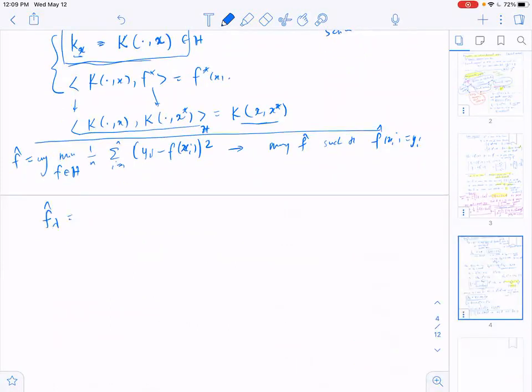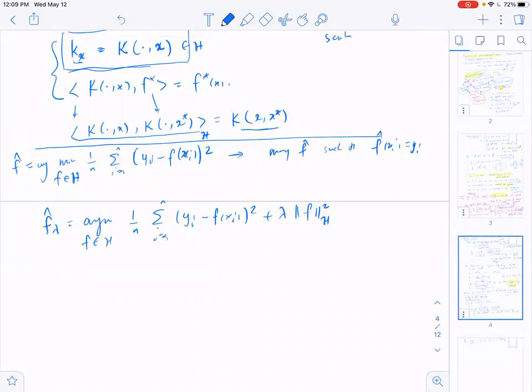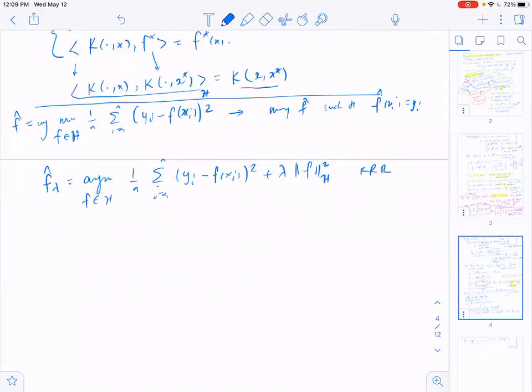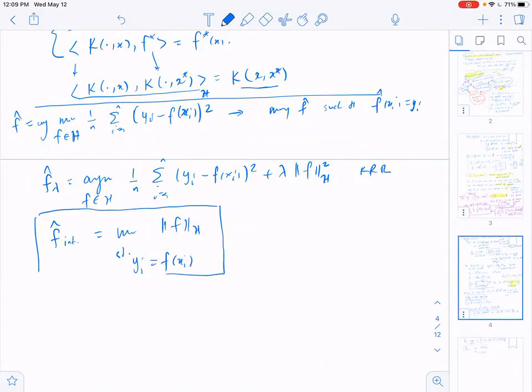So in practice, what you would do is you define a regularized version, argmin of 1 over n, sum i from 1 to n, (y_i minus f(x_i)) squared plus lambda times the Hilbert norm. And this is the kernel ridge regression. Or you could try to do the f hat interpolation, which is minimize the Hilbert norm subject to interpolating the points. This is not statistically, or at least up until a few years ago, this was not necessarily a good idea in statistics to try.